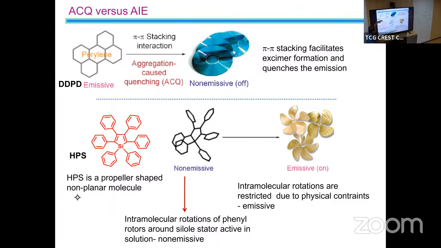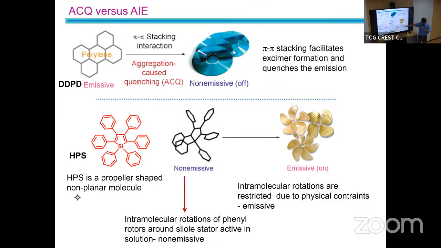Because one class of molecules is performing pi stacking. The other class of molecule, if you look at the structure, has a silole center, and you have six rings which can rotate freely in the solution form. Once they are rotating in the solution form, non-emissive pathways open up. So if you stop this rotation of the rings, automatically what will happen?